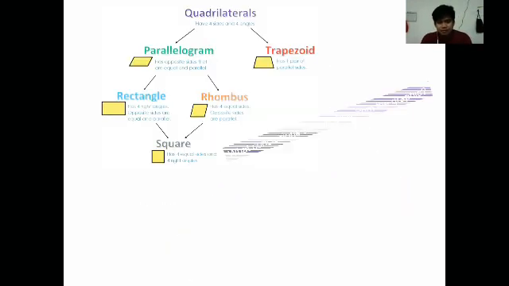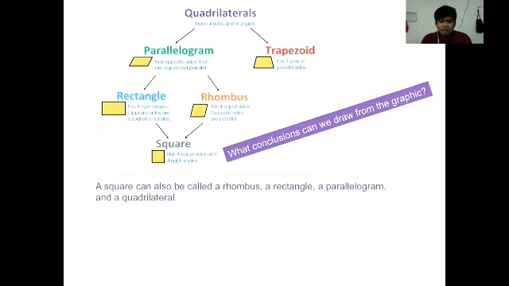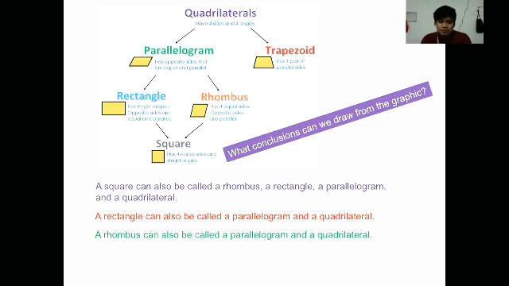So here are our conclusions. A square can also be called a rhombus, a rectangle, a parallelogram, or a quadrilateral. So starting from the square, going upward. A rectangle can be a parallelogram and a quadrilateral. A rhombus can also be called a parallelogram and a quadrilateral. And a parallelogram can also be called a quadrilateral, and a trapezoid is a quadrilateral.